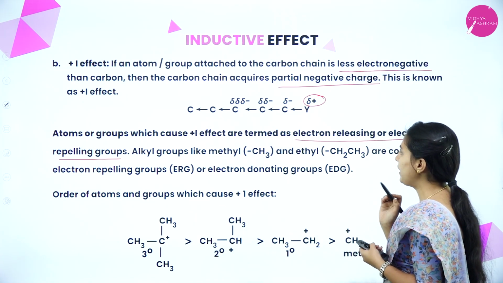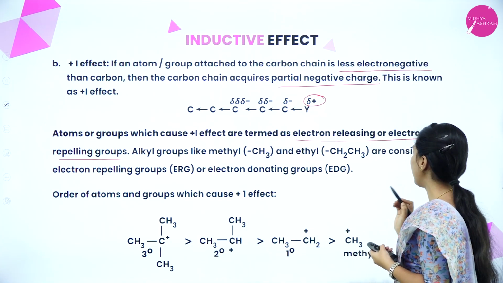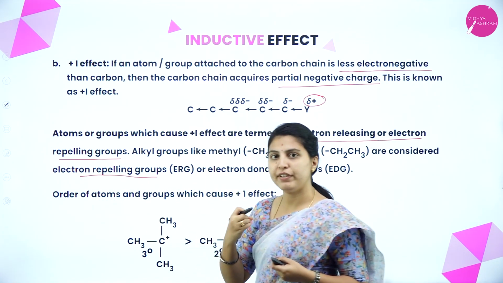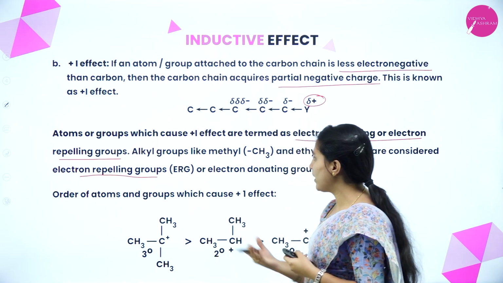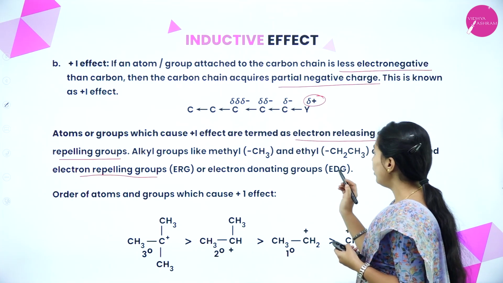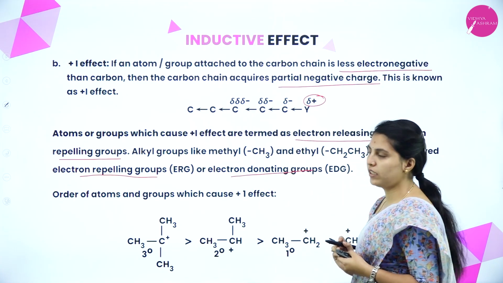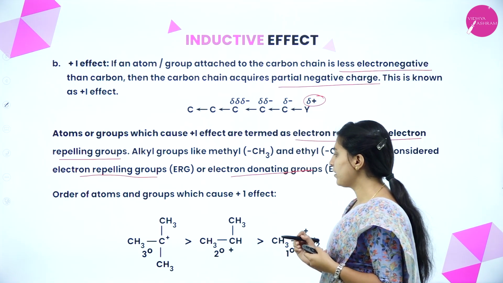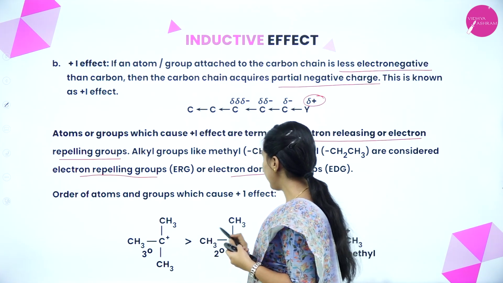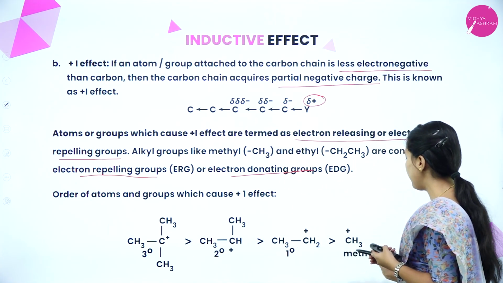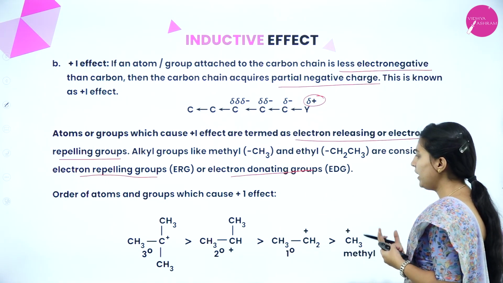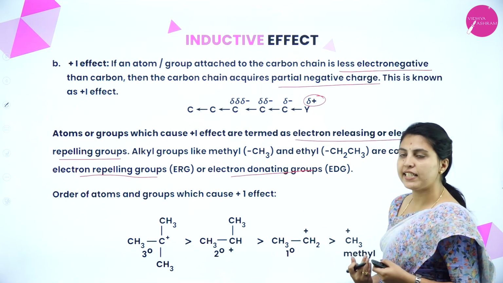Alkyl groups like methyl and ethyl are considered electron repelling groups, meaning they release electrons towards the carbon, or electron donating groups, also we can say. The order of atoms and groups which cause the plus I effect is, see here, this is tertiary, this is secondary and this is primary. And from the tertiary carbocation to methyl, the order will be decreasing.